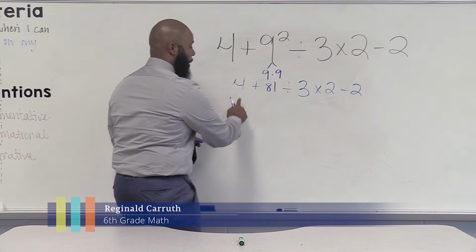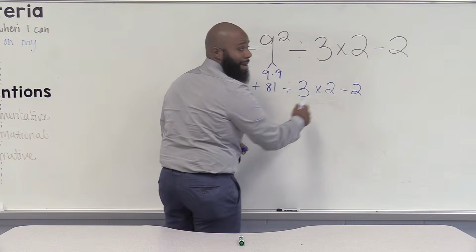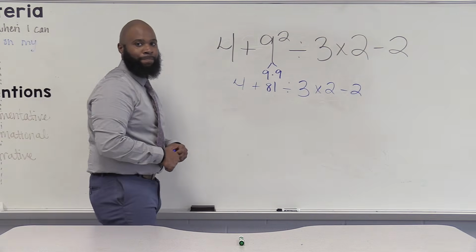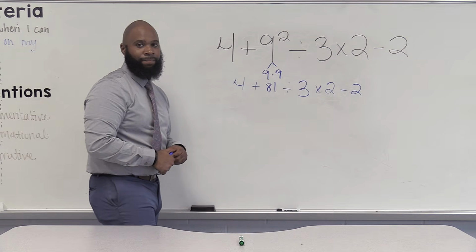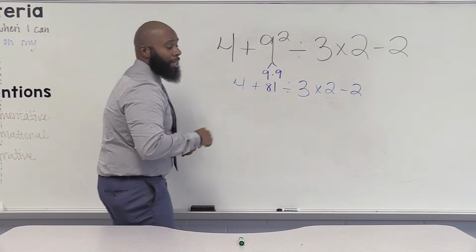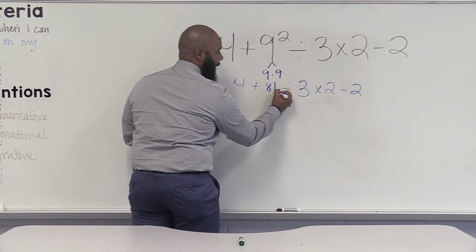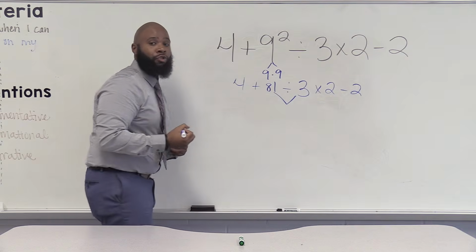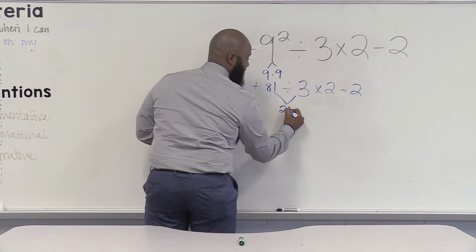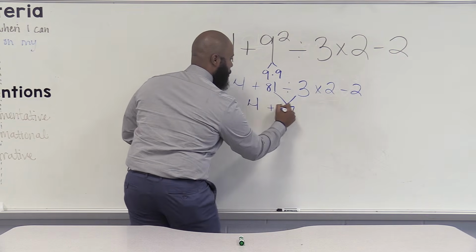So now, my problem reads 4 plus 81 divided by 3 times 2 minus 2. So what do we do next? If you said multiplication and division, you're correct. But we have to make sure we go from left to right. So the first one I'm going to do is my 81 divided by 3. So 81 divided by 3 is going to give me 27. Bring everything down because I want to make sure that I'm solving my problem correctly.